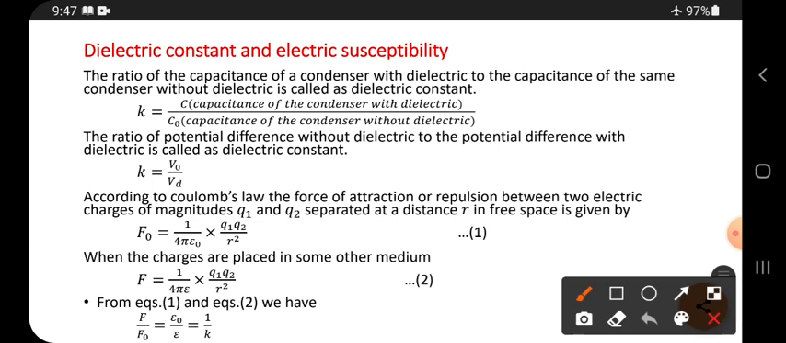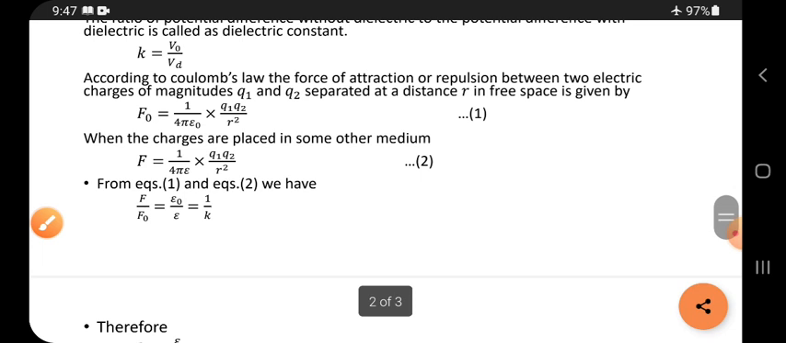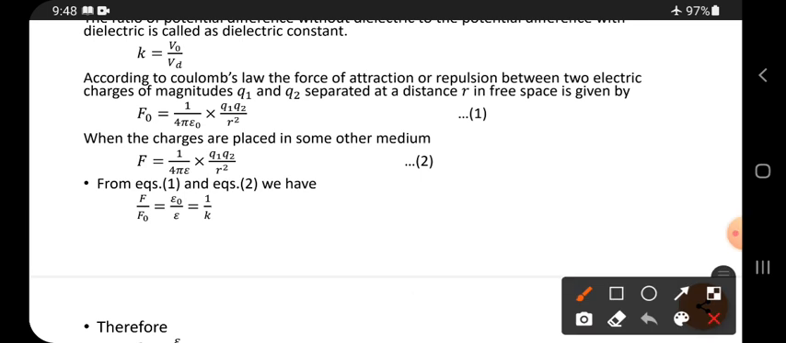Now see this definition. The ratio of potential difference without dielectric, which is V naught, to the potential difference with the dielectric, which is V_d or simply V. Here "to" means divided by. So the ratio of potential difference without dielectric to potential difference with dielectric is also called the dielectric constant.